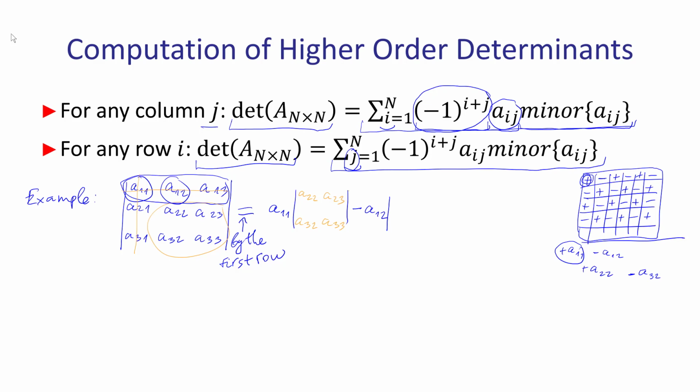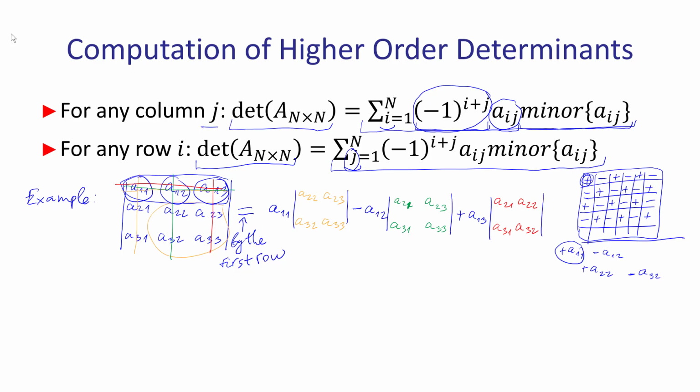Now we're crossing out this line and this column, and writing the rest of the coefficients: A21, A23, A31, and A33, and plus the next coefficient, which is A13, multiplied, crossing out that column and that line, and getting basically the coefficients A21, A22, A31, A32.